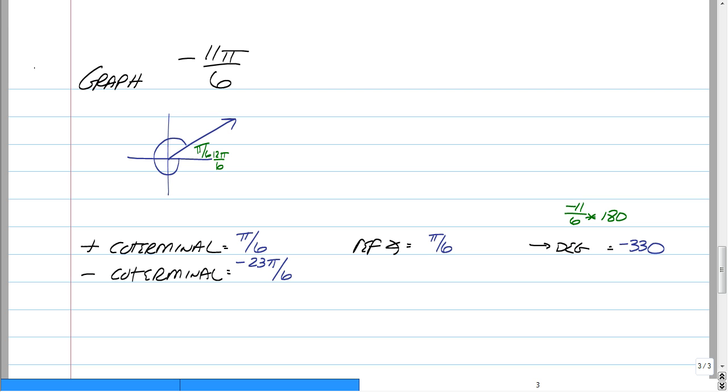The reference angle, think about this. Negative 11 pi over 6 is pretty close to negative 2 pi, which is negative 12 pi over 6. You went 11 out of the 12, so you're missing 1 pi over 6. And all you have to do is negative 11 divided by 6, multiply it by 180, and you will get negative 330 degrees. And that's it for radians.